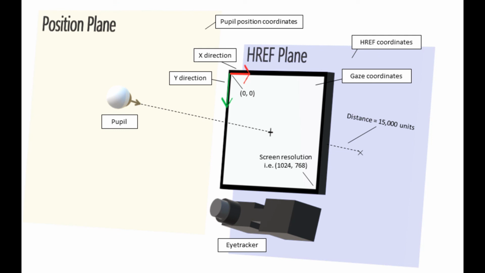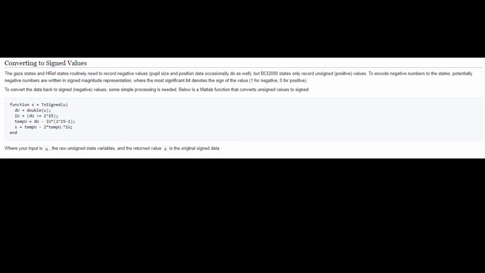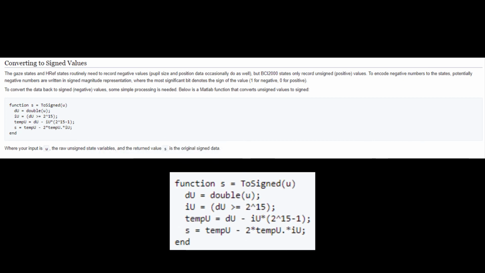The coordinate systems routinely record negative values, but BCI2000 states only record positive values. To encode negative numbers to the states, potentially negative numbers are written in signed magnitude representation. To convert the data back to signed values, some processing is needed. A simple MATLAB function is provided in the EyeLink documentation of the BCI2000 wiki page.